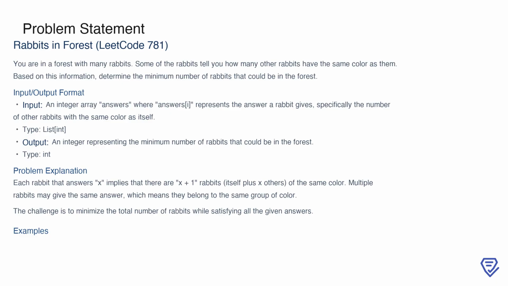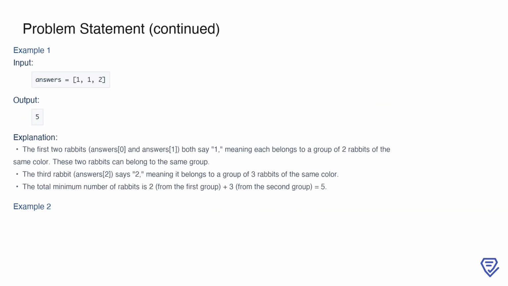The key challenge here is to use the rabbits' answers to group them efficiently and minimize the total number of rabbits while still satisfying all the given answers. Let's explore this concept further with an example.